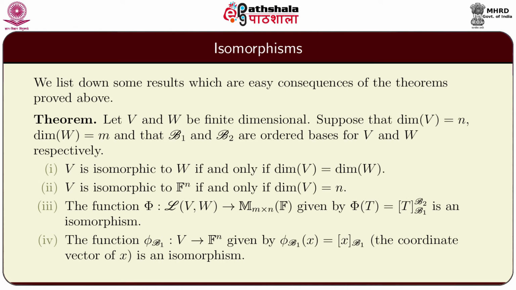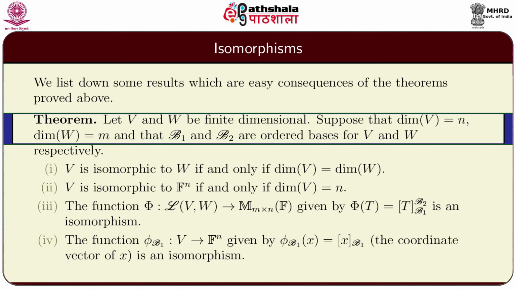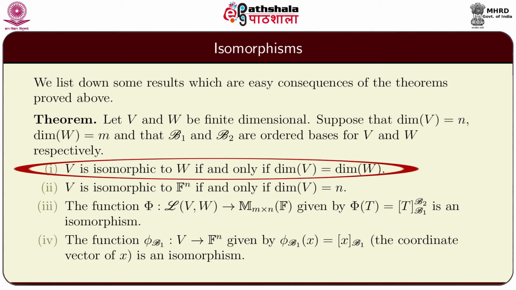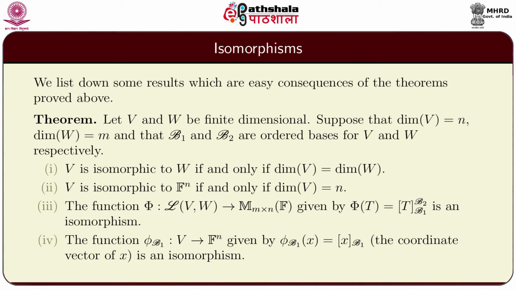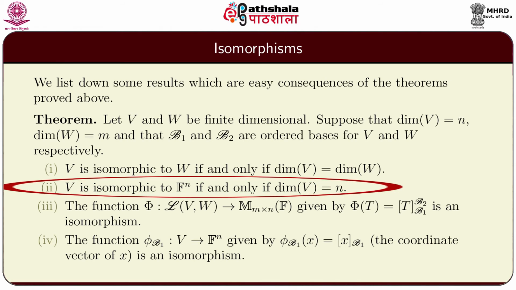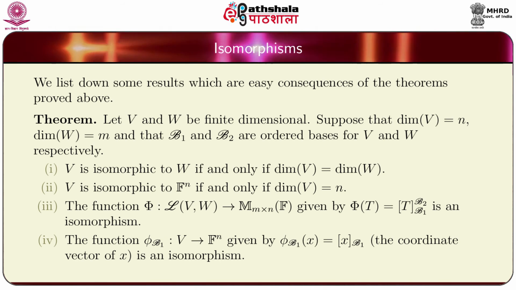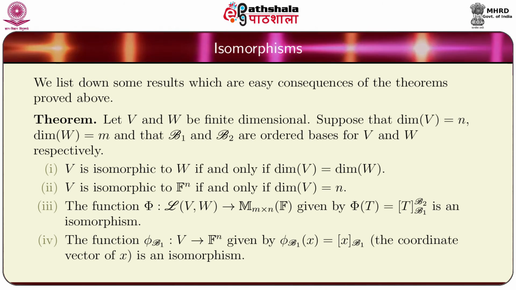Now we list down some results which are easy consequences of the theorems we have proved just now. It says that if V and W are finite dimensional vector spaces, and if the dimension of V is n and the dimension of W is m, with ordered bases B1 and B2 for V and W respectively, then: 1. V is isomorphic to W if and only if the dimension of V is equal to the dimension of W. 2. V is isomorphic to F to the power n, that is the vector space over the field F, the Cartesian product of F n times, if and only if the dimension of V is n.